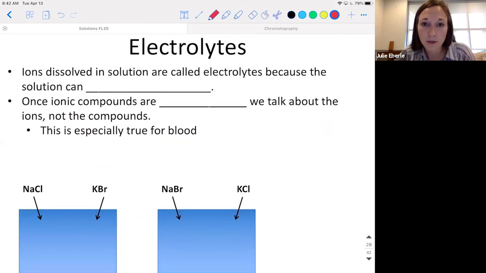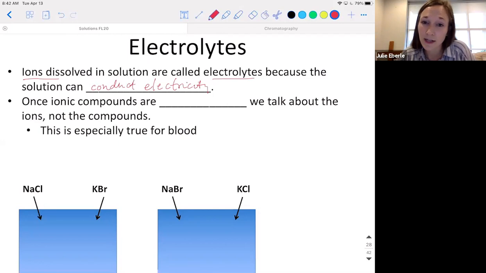We all know electrolytes are important. We introduced this word way back in chapter 3, and you probably know from common language what electrolytes are. These are ions dissolved in a solution. We call them electrolytes because the solution can conduct electricity.